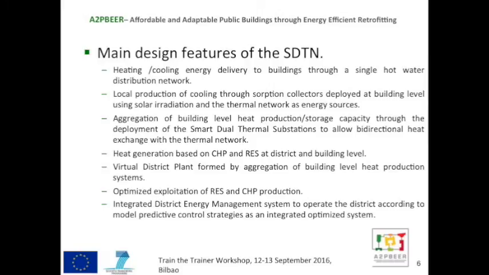And finally, as we will see later, in order to be able to operate this relatively complex thermal network concept, it is necessary to have an integrated district energy management system that can control in a coordinated way all the systems that are located in the district heating plant, the distribution network of the thermal network, the building substations, and the systems located at building level. Okay, so summarizing, the smart dual thermal network concept is based on the deployment of collectors in the buildings, on the deployment of an innovative thermal substation in the buildings, and on the implementation of an innovative integrated district control system in order to have a management of the complete system according to model predictive control approaches.